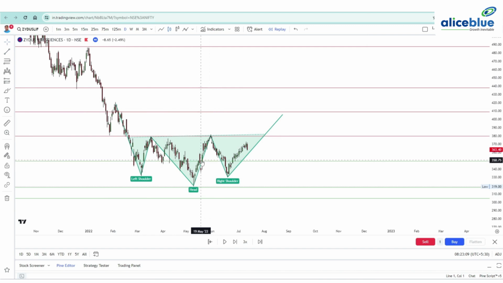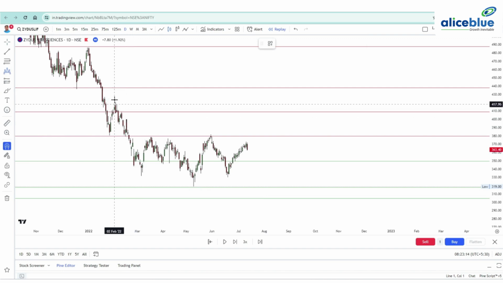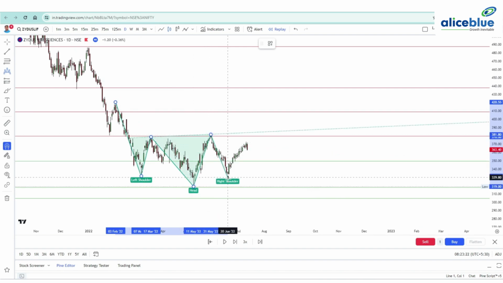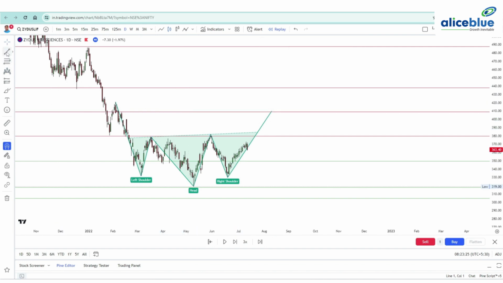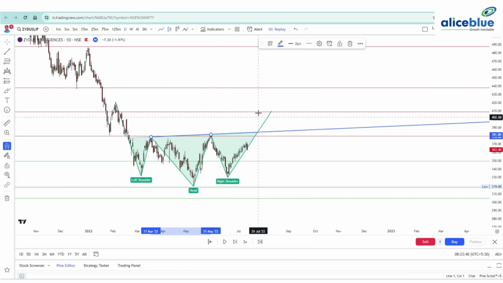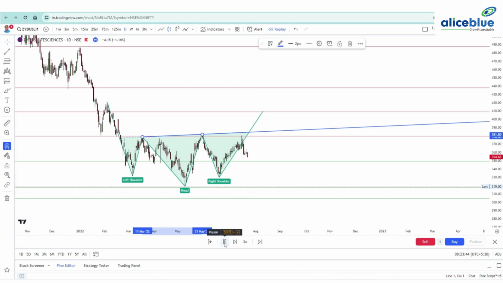Now we go with the magnet option. This one, right, head and shoulders. So now you can see the line which is connecting the two swing highs. I just extended the line, extend right. So this is the neckline. If the neckline is taken out, we can go for a long side opportunity. So you can see here, still the neckline is not taken out.